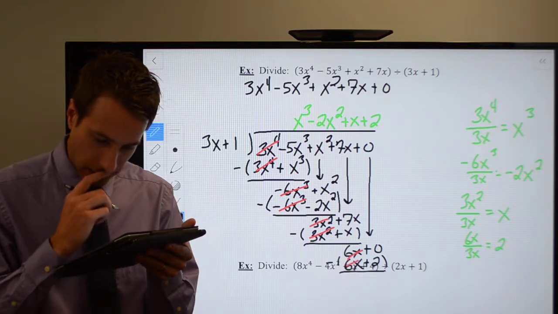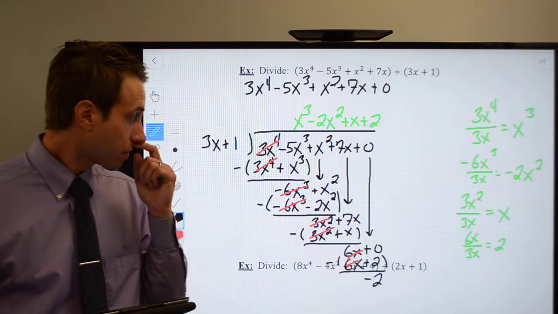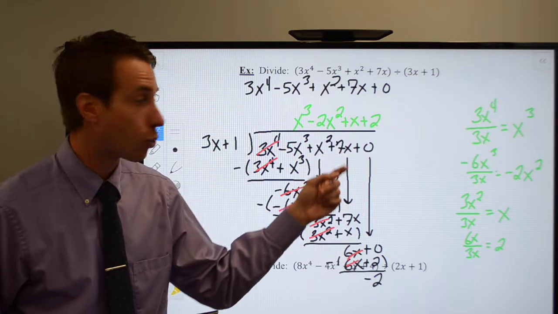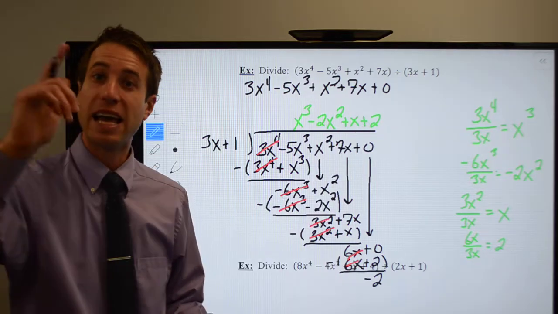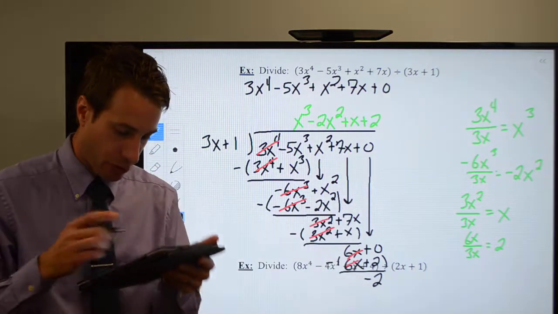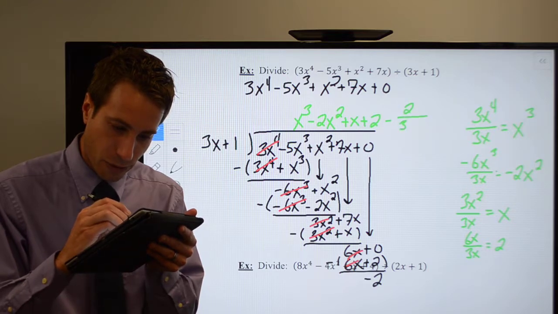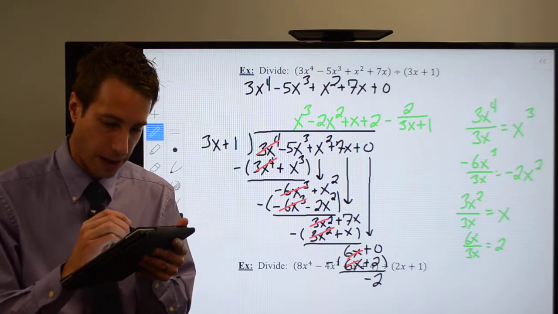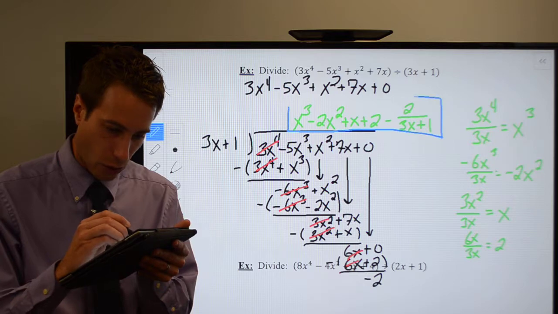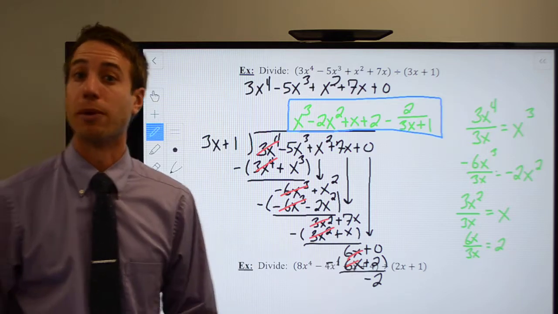Cancel, cancel. Leaves me with a negative 2. Okay, so here's what I get then. For my final answer, it's my quotient, so x cubed minus 2x squared plus x plus 2, and then on the end of that, you're going to need a negative 2 divided by 3x plus 1. And that whole thing right there is going to wind up being your final answer, the quotient, plus or minus, depending on the sign, the remainder.